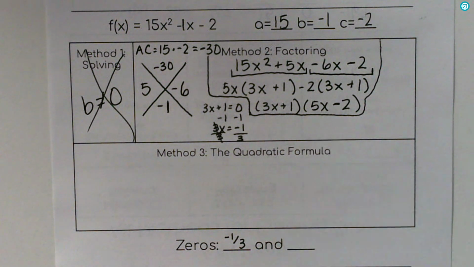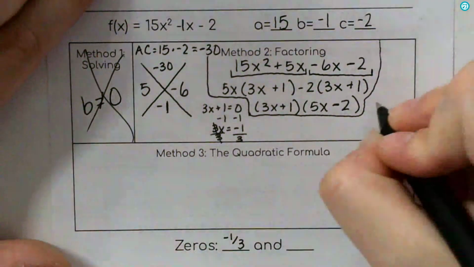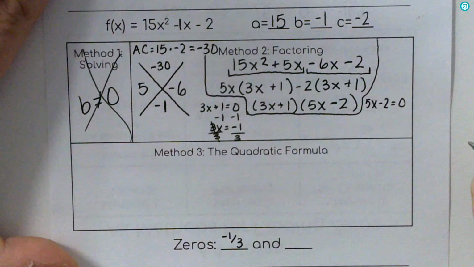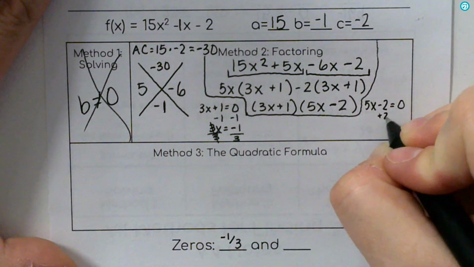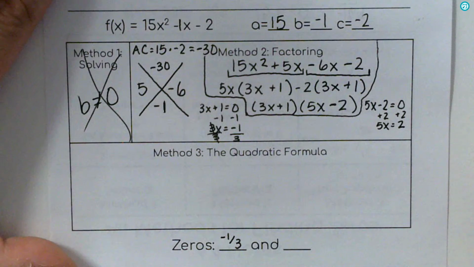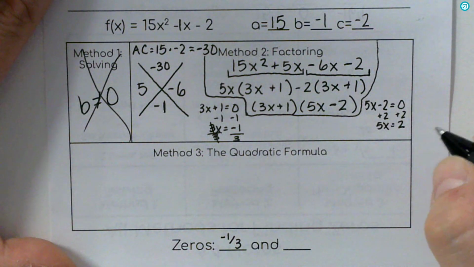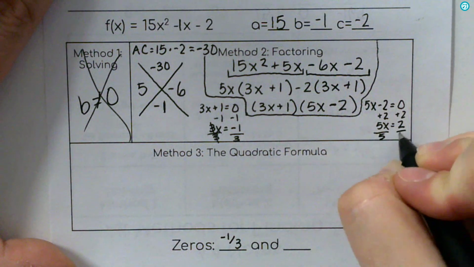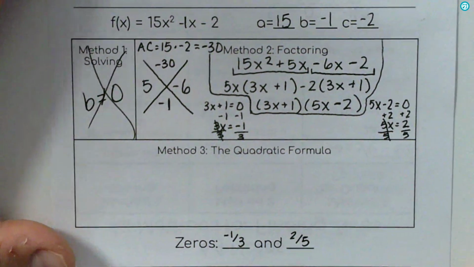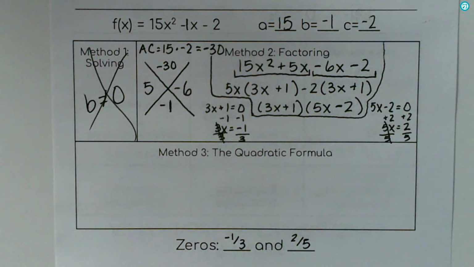Okay, this guy, 5x minus 2, set him equal to 0. Add 2 to both sides. 5x equals positive 2. Divide both sides by 5. And we will get 2/5 as our other 0. Okay. Any questions on that guy?